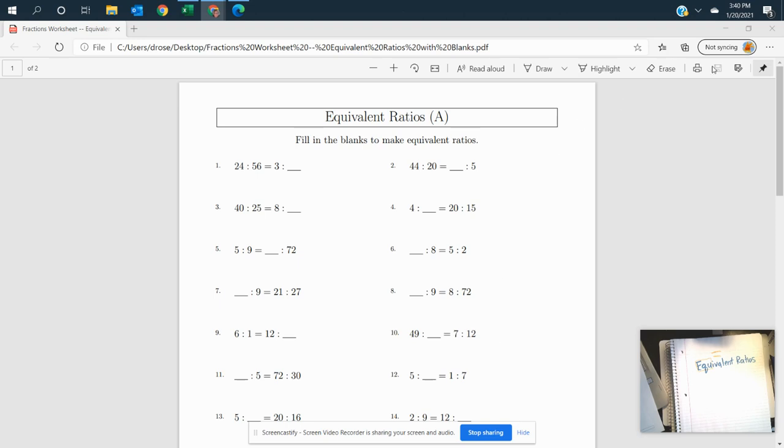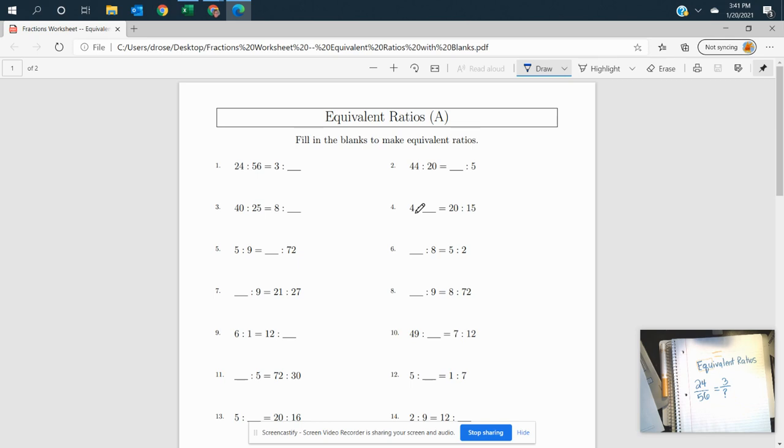So for the worksheet that you need to do, you have all of these numbers. So what we're trying to do with this is we are trying to make each side equal. So for example, I like to write my ratios as fractions because that just helps me. You can write them, keep them with the colons or whatever you want to do. The thing about it is you have to make sure that you get the right number either at the top or the bottom. So for the first one, it says 24 to 56 is equal to 3 to what number?